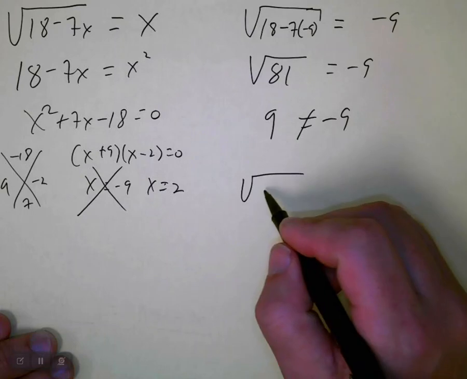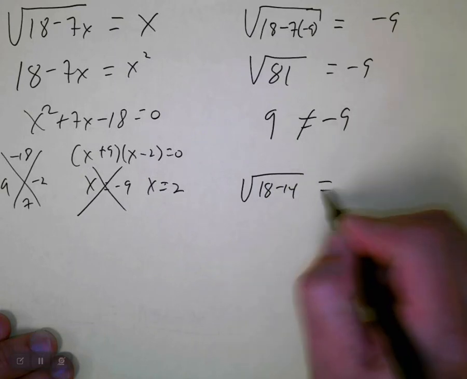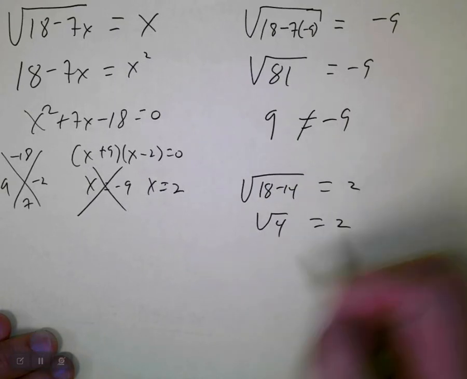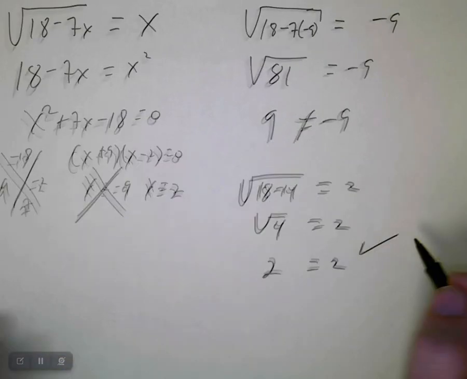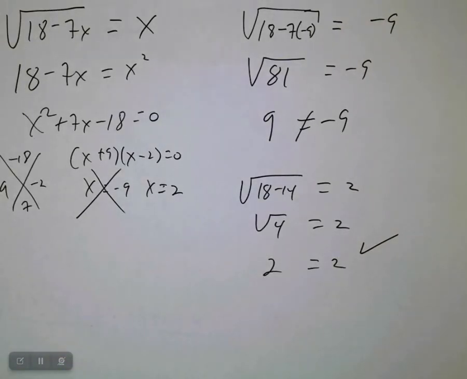Check 2. Square root of 18 minus 14, is that equal to 2? Square root of 4 equals 2. Boom. We're good. So that's why you got to do that sometimes. Okay, so sometimes you have to do that. All right.